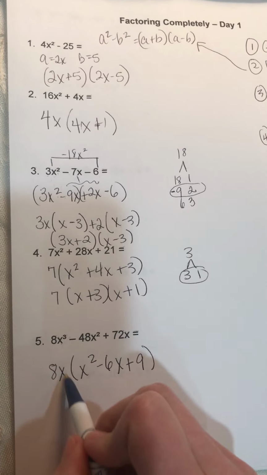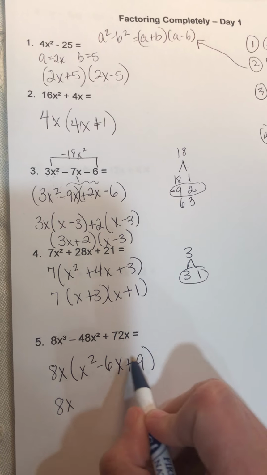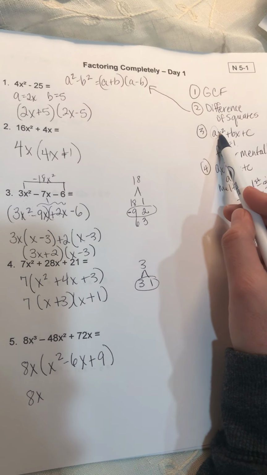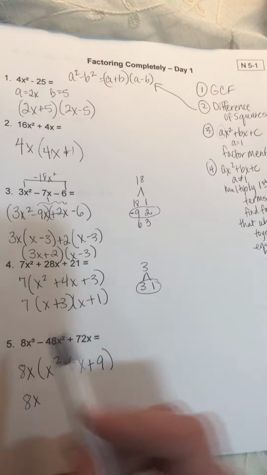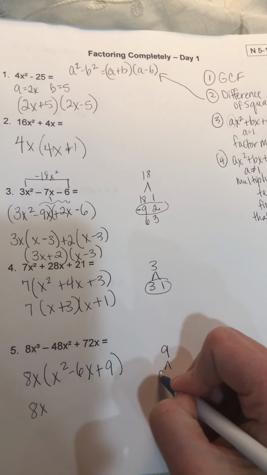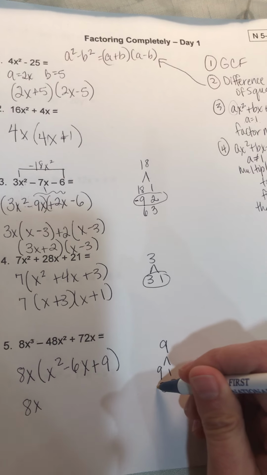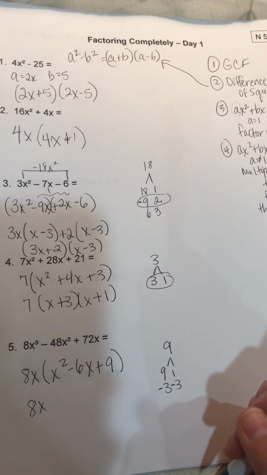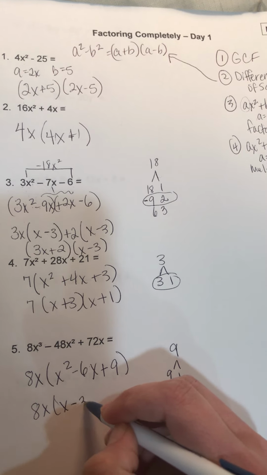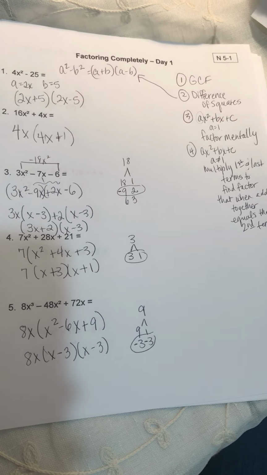Okay, so now the 8x is going to stay there. Can't do anything with it once we pull it out. But now looking in this parentheses, do these have anything? Can we factor this? Yes, we can. And this falls into number 3 up here, where we have a is equal to 1. So you have a 1 in front of your x squared right here. Okay, so that means you can factor mentally. So that means you're going to take your factors of 9, which is 9 and 1 and 3 and 3, and you need them to add to negative 6. So that means they're both going to have to be negative to make negative 6, right? So that means you factor mentally, you would have x minus 3, x minus 3. Okay?